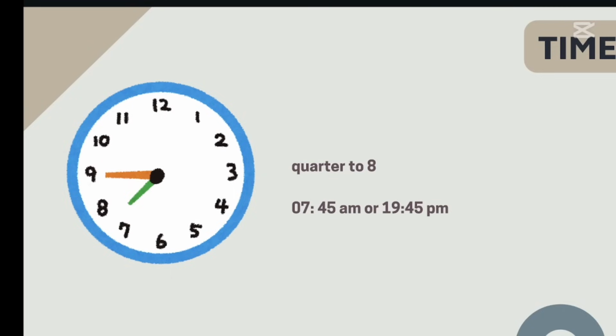So here, another one. The clock shows us here it's 7:45 a.m. or 7:45 p.m., or you can write also like 19:45 p.m. So you can say also it's a 7:45.